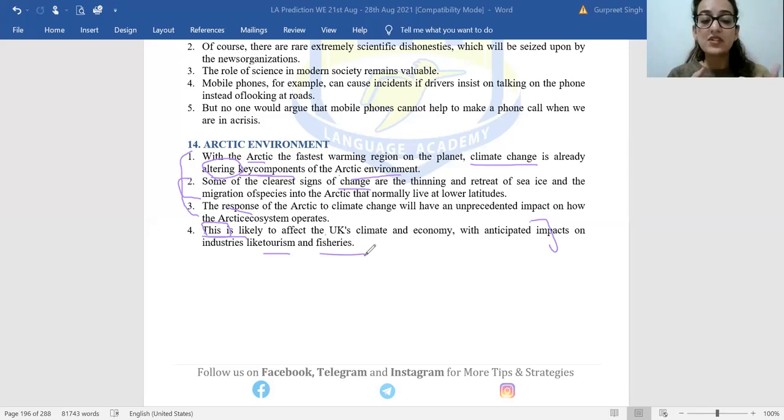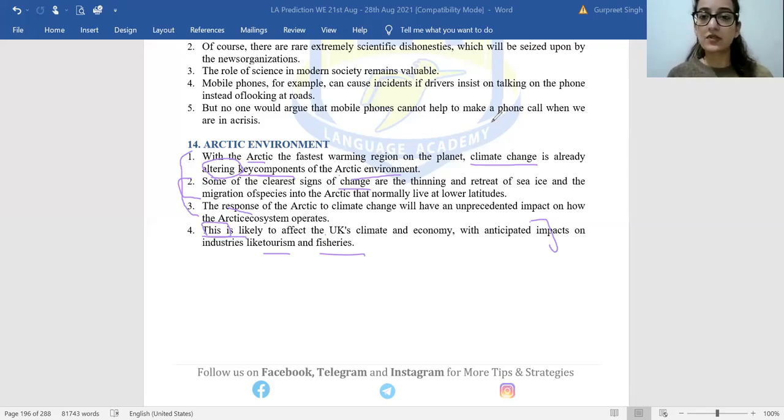So in the previous three sentences, we were talking about the overall impact of climate change in the Arctic environment. Whereas the last one is a very small topic, saying that in the UK's climate and industries like tourism and fishery, this is going to make an impact. So because it is the narrowest sentence, it comes at the end.